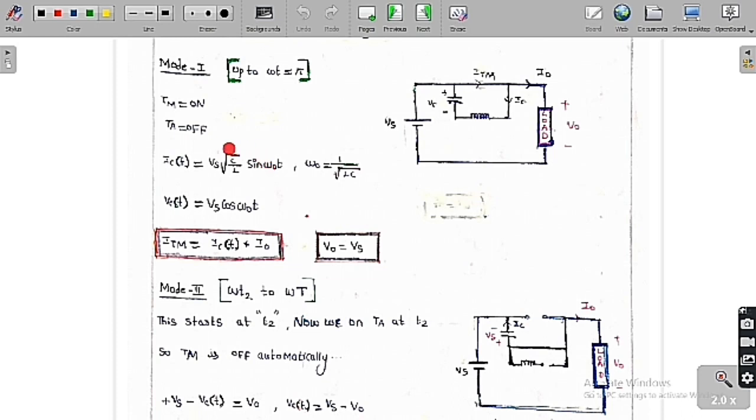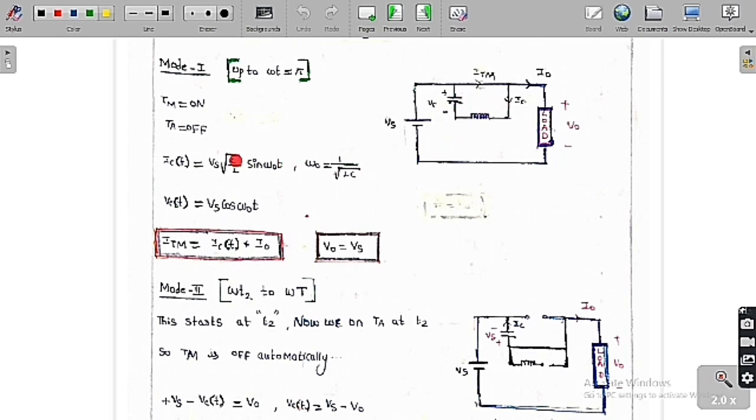As TM is on, there is a capacitor and an inductor, and the current is going to flow in this direction. The diode is also conducting. So TM is on and TI is on during this whole mode 1 operation.